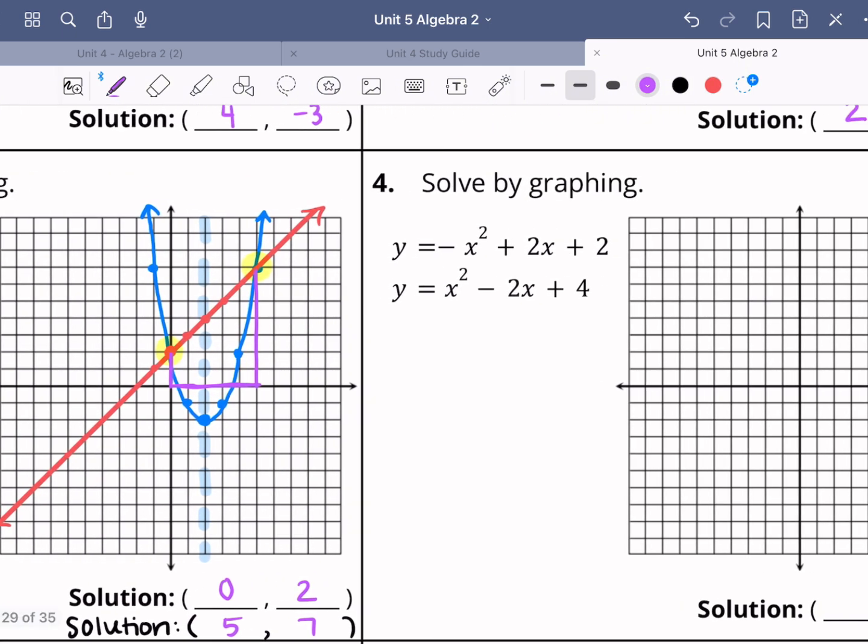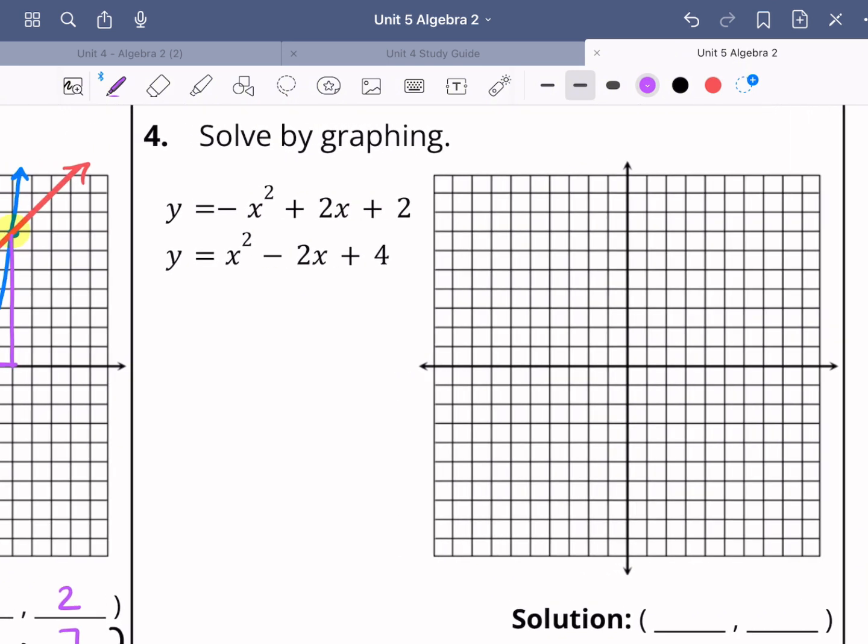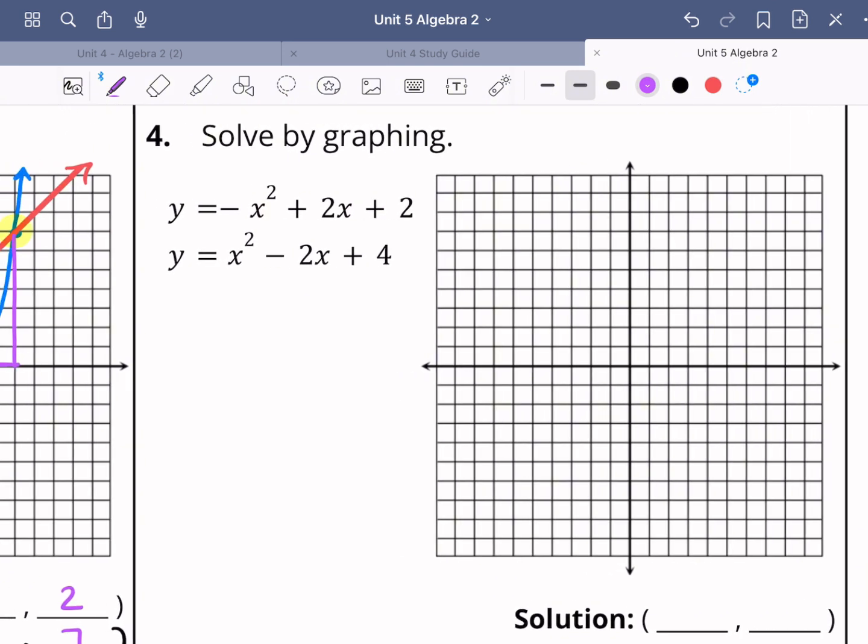All right, in number 4, we are dealing with 2 quadratics this time rather than just a quadratic and a line. And so in this one, they're actually only going to intersect at one point. It is possible for them to intersect twice if there were 2 quadratics, but that's just not one that I gave you this time. So let's do this first one.